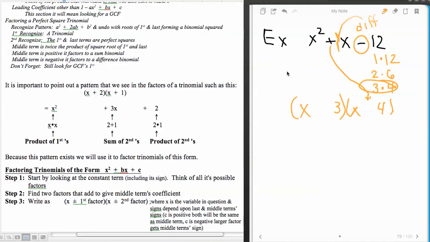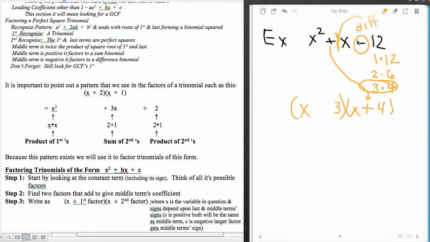All right, so I got cut off right in the middle of that last example. We'd found the factors of 12 that gave us a difference of 1, which were 3 and 4. So we put down an x with a 3 and an x with a 4, and then we were looking to the middle sign to tell us the larger factor's sign. The larger factor's sign is positive.